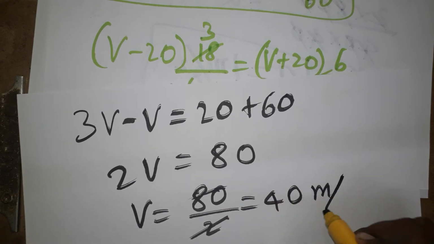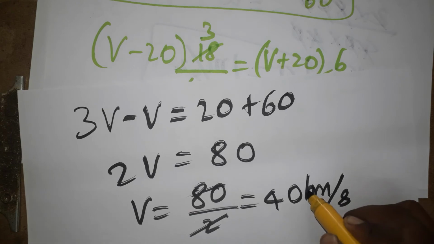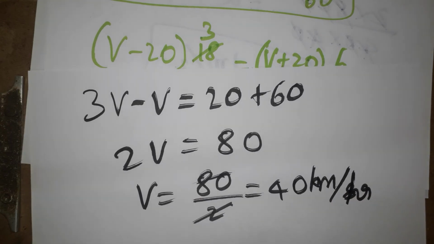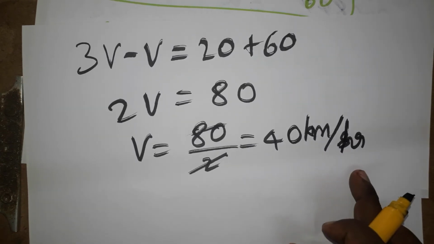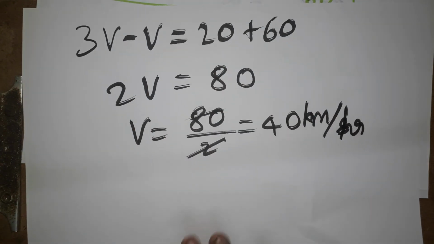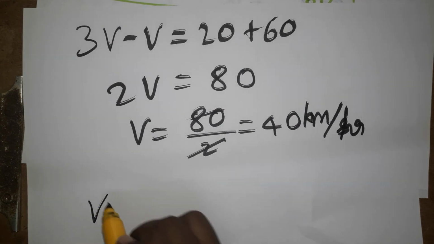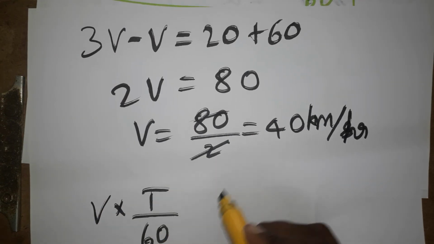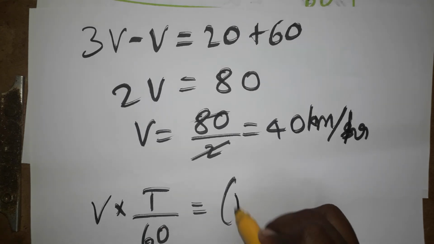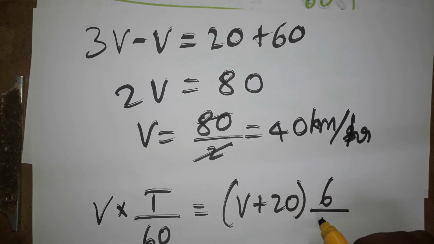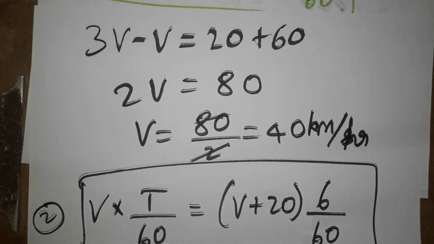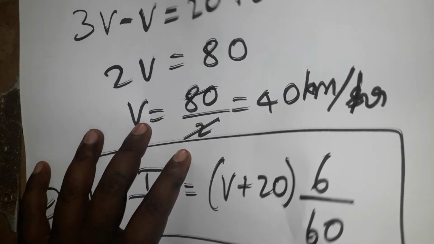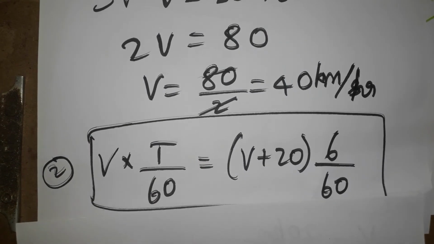So 40, sorry, 40 kilometer per hour, because in the problem we have taken kilometers. Now I got the velocity. We know two equations. If you substitute this velocity into any one of the equations, you can get the time period. I am going to take equation number 2: Vt divided by 60 is equal to (V plus 20) times 6 divided by 60. The second equation indicates the opposite direction, when the bus is moving in the opposite direction. Like this we have the equation.